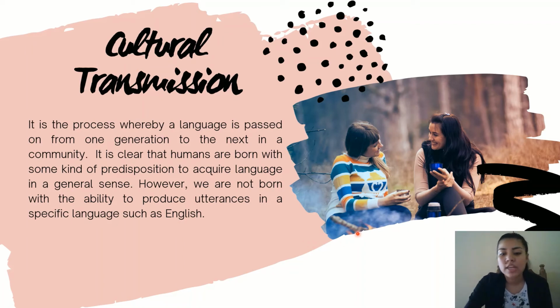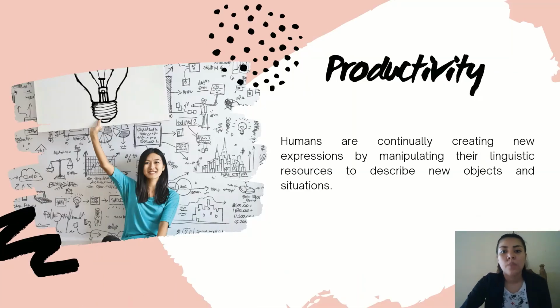Another property of language is productivity. What is productivity? Productivity is when humans are continually creating new expressions by manipulating their linguistic resources to describe new objects and situations. For example, humans can create new expressions for new objects, but animals cannot produce any new signs to describe novel experiences, and they have a limited set of signals.